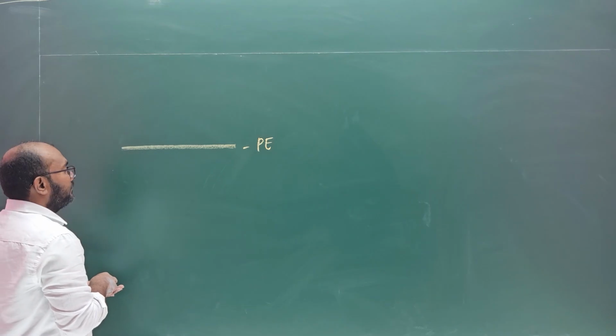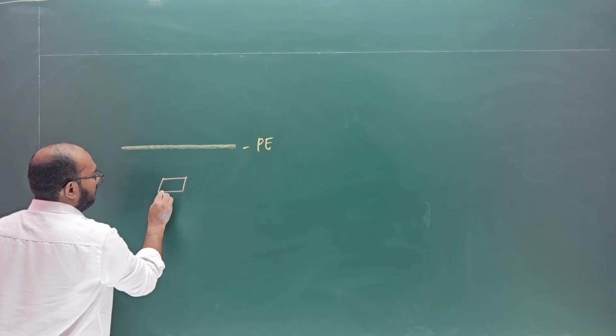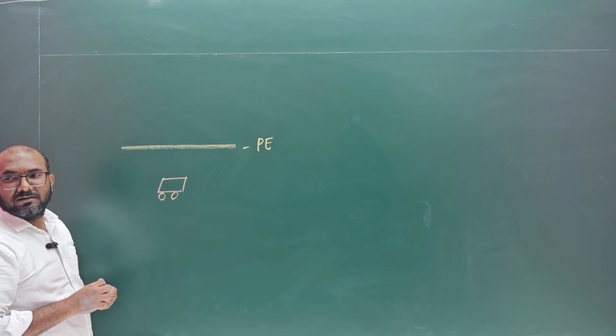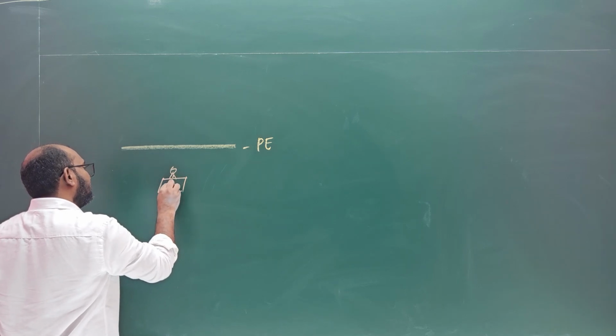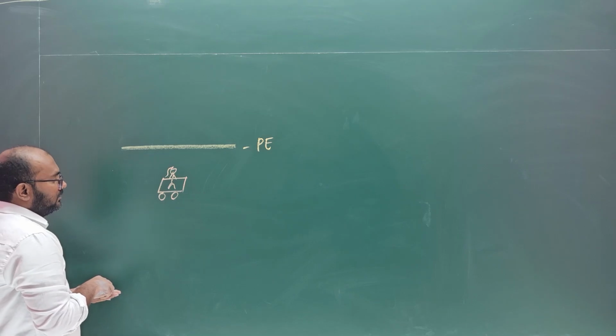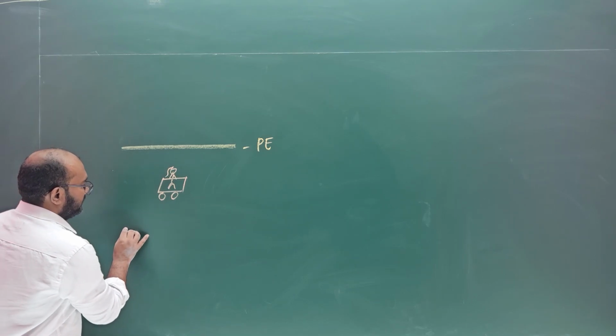And what do you call a bandi? Cart. Let's say cart. On this cart, one girl is sitting here, and on the other side of the cart, one train is there.